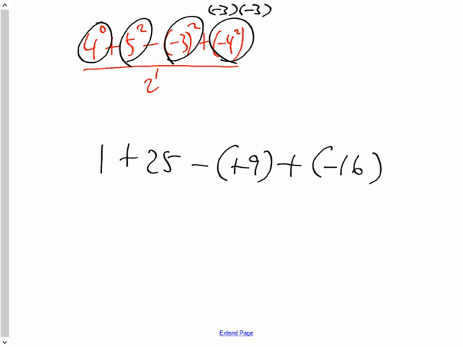Okay? So I'm going to quickly change these all to addition. Instead of subtracting, I'm going to add the opposite. And now I'm simply going to gather like terms. A -9 and a -16, what does that make?